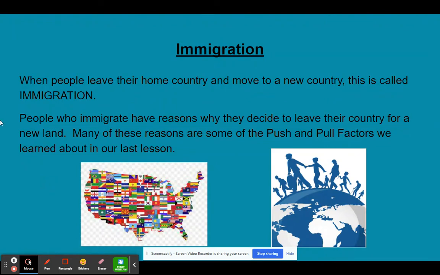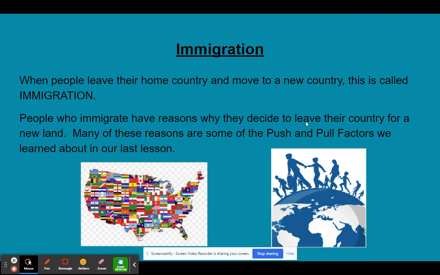So let's take a look at the word immigration. When people leave their home country and move to a new country, this is called immigration. That's why we see the word here in all capital letters. So when people leave the country where they were born, their home country, and move to a new land, a new place, we call that immigration. I have some images down here representing this. We see a picture of the United States, but with flags of all different countries from all around the world, representing people who have immigrated here from other countries. And then this picture just shows people immigrating to different places around the world.